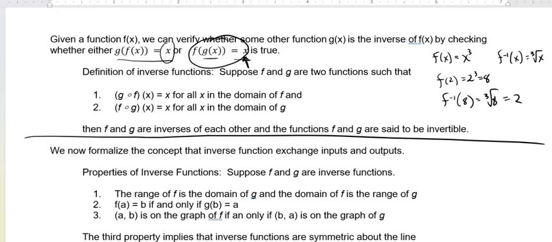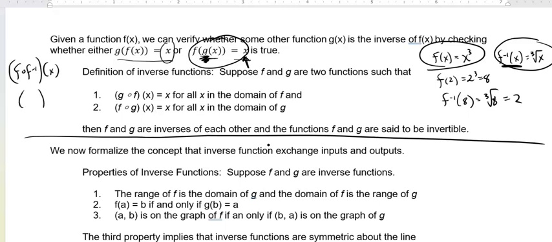So for example, let's try and prove that these two functions are inverses. It makes sense that they're inverses, but let's try and establish that using this rule here. I'm using g for f inverse, but I could also use this notation f inverse. So f of f inverse, or g, of x means I plug into my function f, x cubed, the other function, cube root of x.